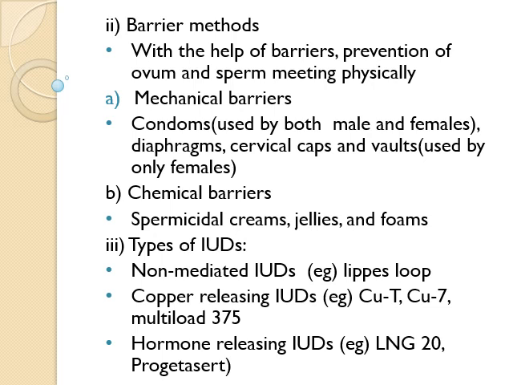This device is made up of rubber or latex sheet used to cover the penis or the vagina and cervix of the female. Mainly, it helps to prevent STDs. Next are diaphragms, cervical caps and vaults, also barriers made up of rubber that are inserted into the female reproductive tract during coitus. Then the next is the chemical barrier.